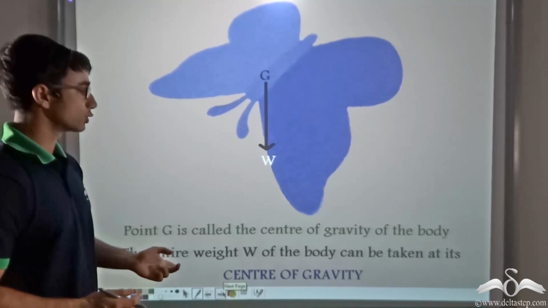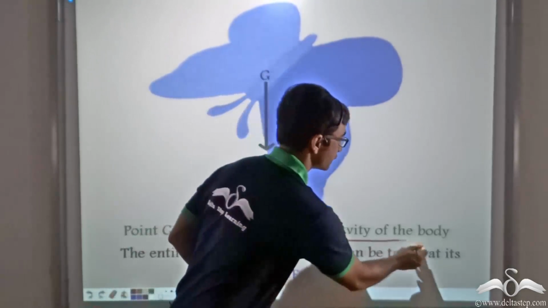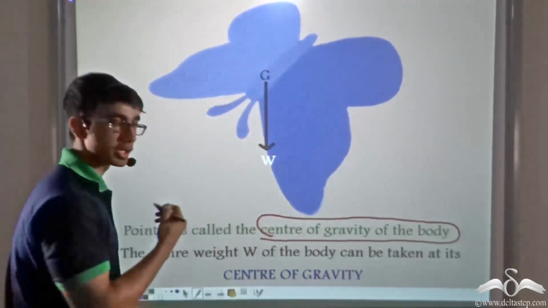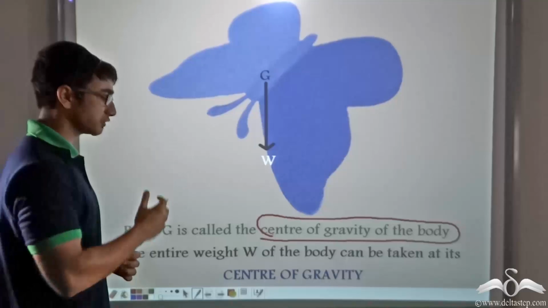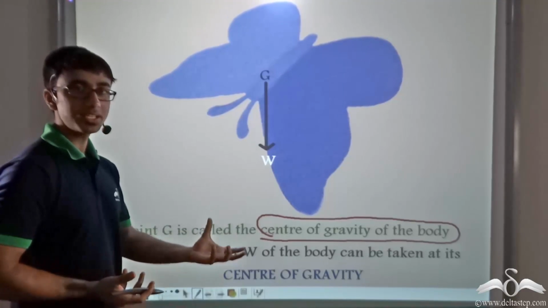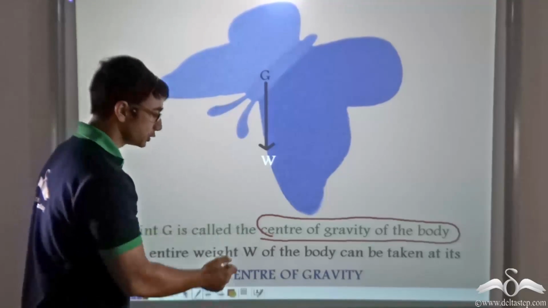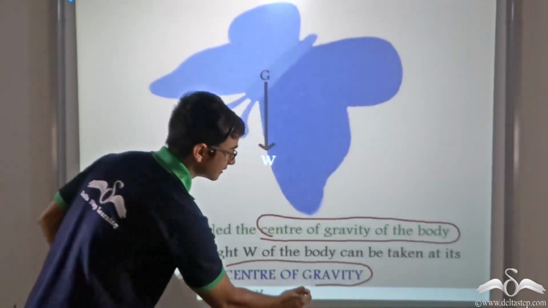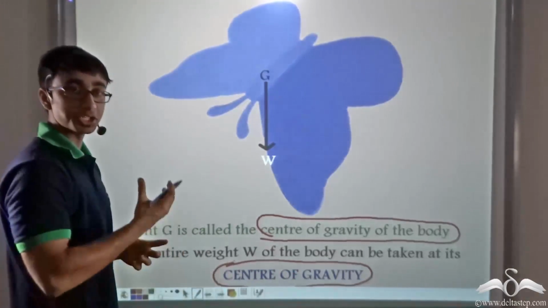This point G is known as the center of gravity of the given body, and it is at the center of gravity where we can consider the entire weight of the body is acting, and it is due to this reason that this point is known as the center of gravity.